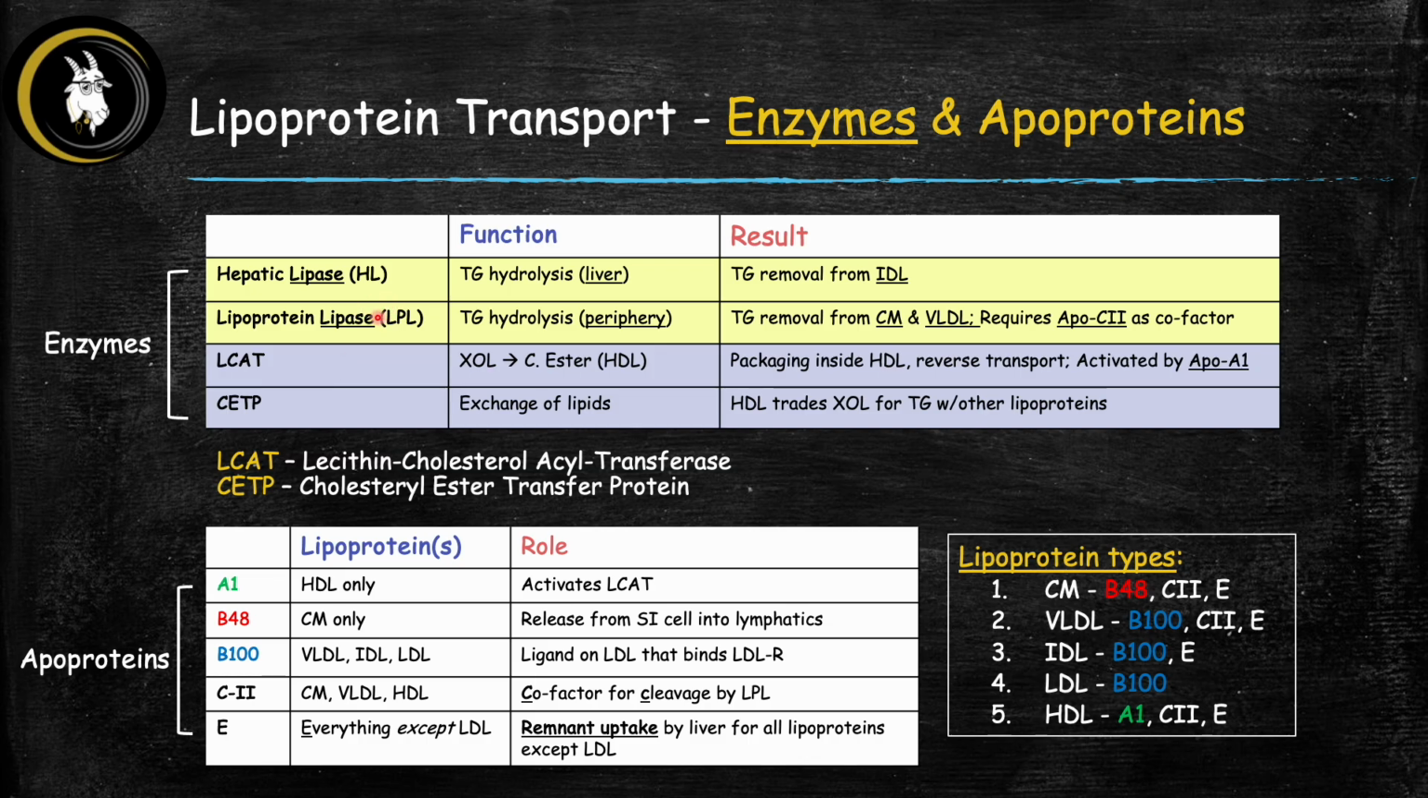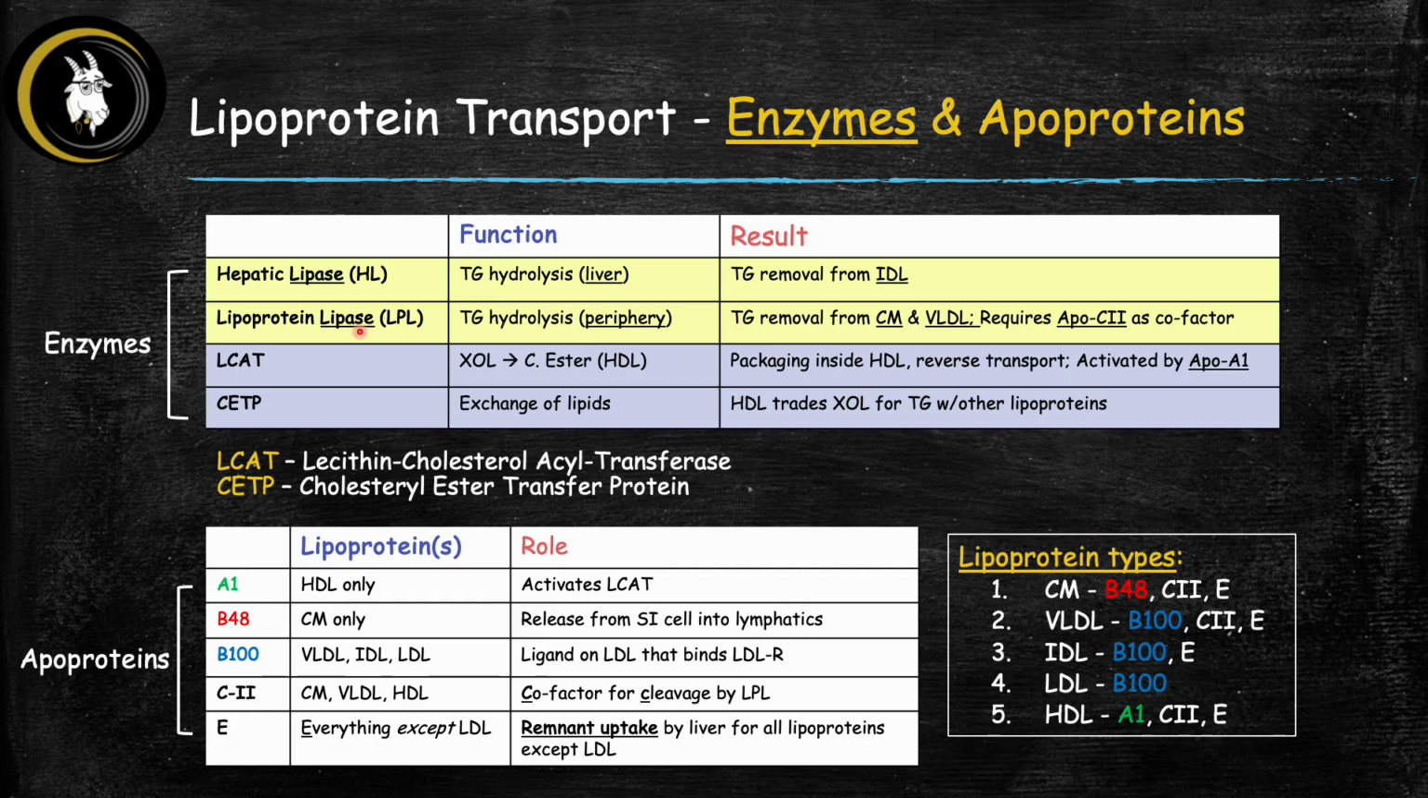The top 2 are the lipases. So first one was hepatic lipase. The function of this one was triglyceride hydrolysis in the liver, and the way you know that is because hepatic means liver, so this one is located in the liver. Specifically, the only place that this was involved was removal of triglycerides from IDL, which then turned it into LDL.